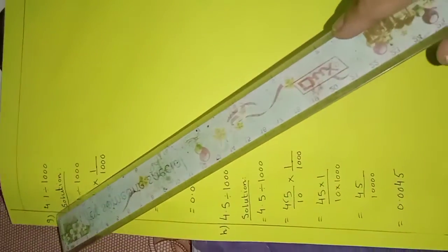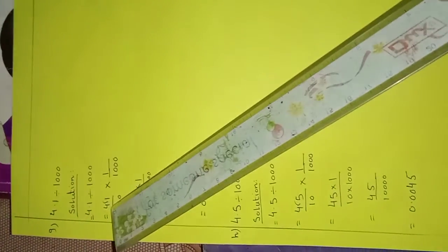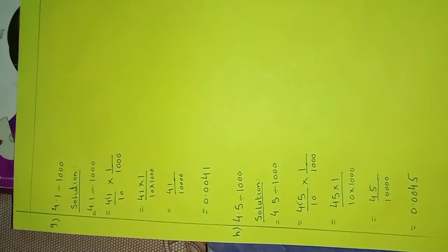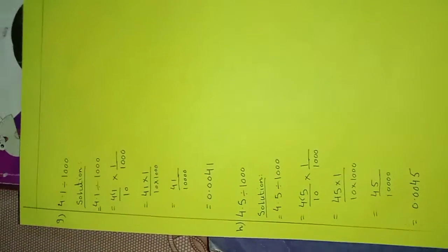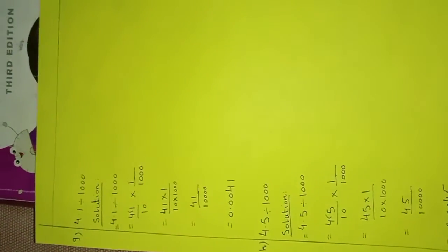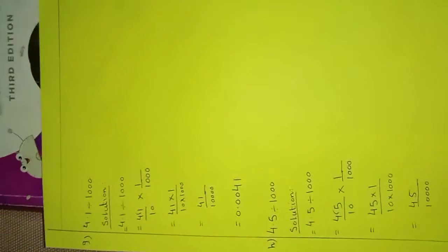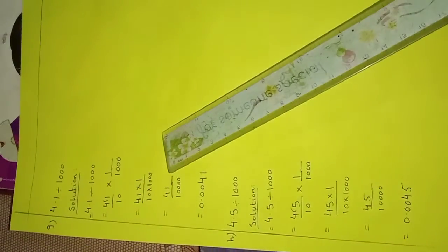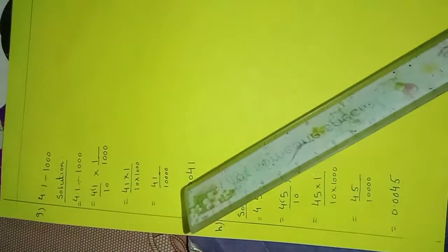Now let's do the remaining two parts. G part, 4.1 divided by 1000. First of all, we will remove the point. It will be 10 in the denominator. Then we will change division into multiplication. It will become 1 over 1000. Now we will multiply the numerators and denominators. 41 multiplied by 1, 10 multiplied by 1000. It will become 41 over 10,000.